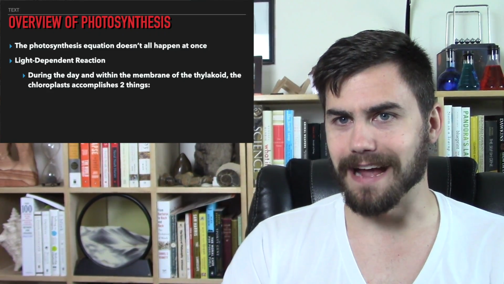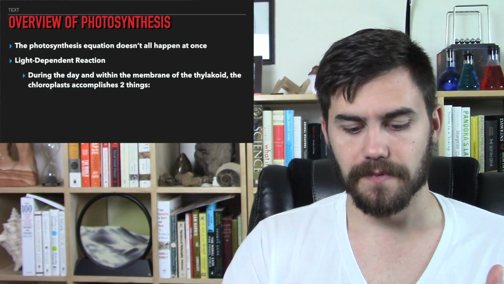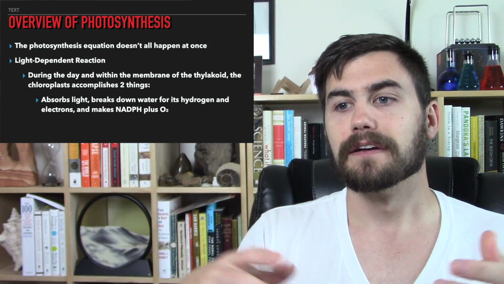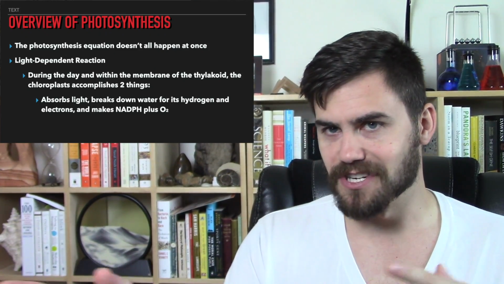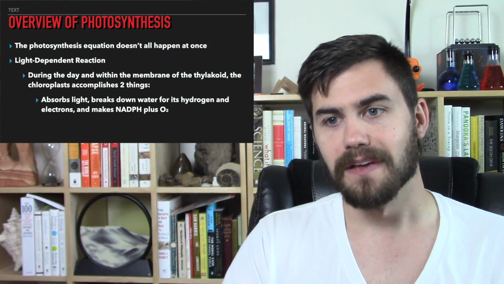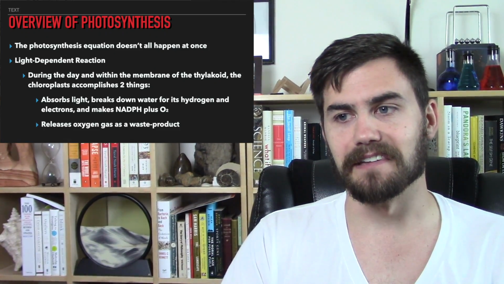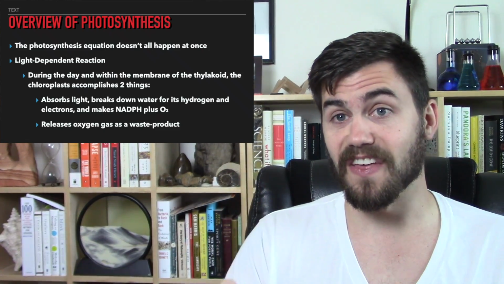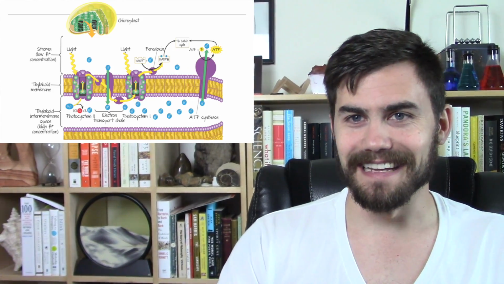So, the first part, I've already discussed both of these stages, but more details. The light-dependent reaction. What happens is, during the day, within the thylakoid membrane, light energy is absorbed, and 2 basic things happen. The water molecules split into hydrogen, electrons, plus the oxygen. NADPH is made, and oxygen gas is released as a waste product. Those are the 2 basic things that are accomplished. So understand that. Now here are the details.